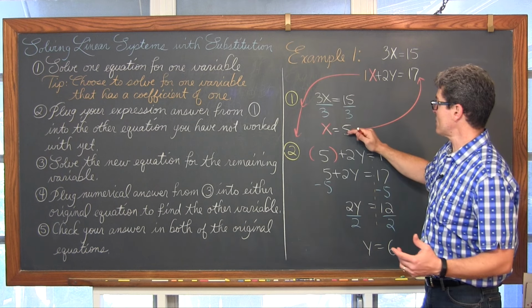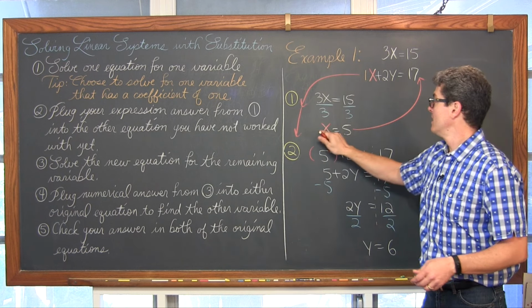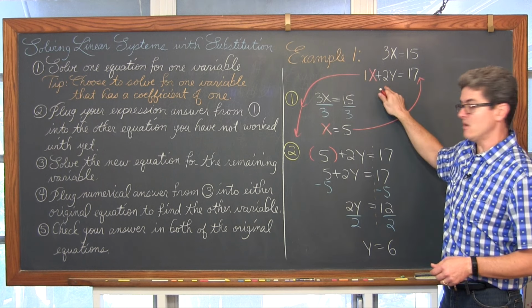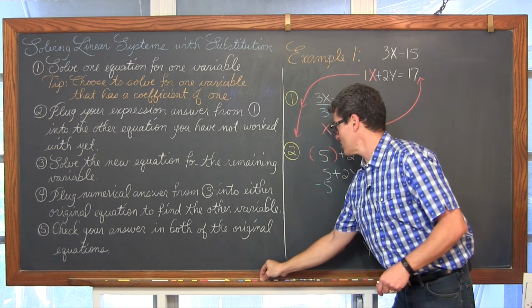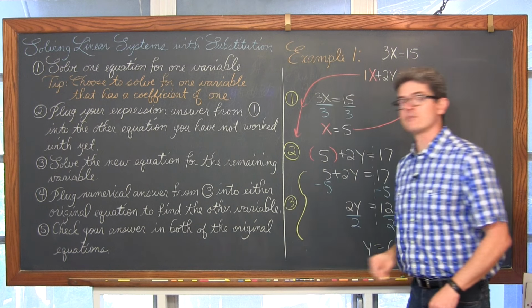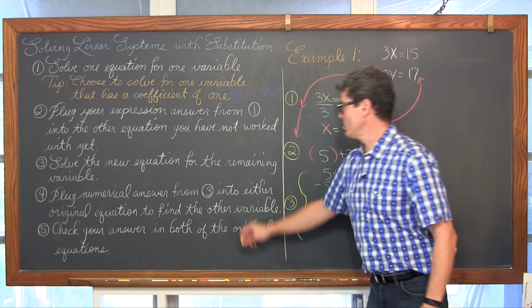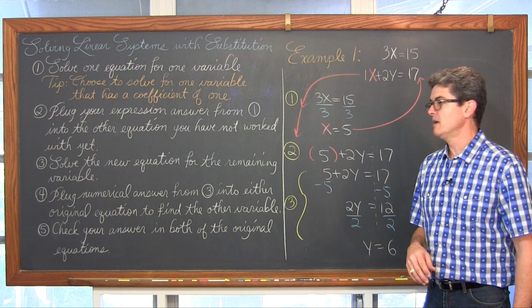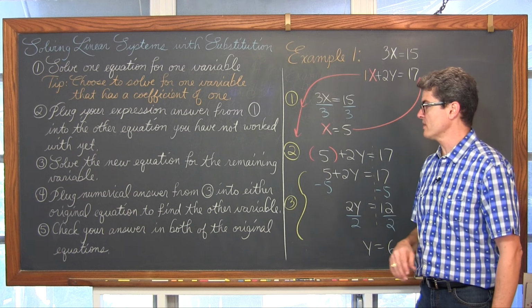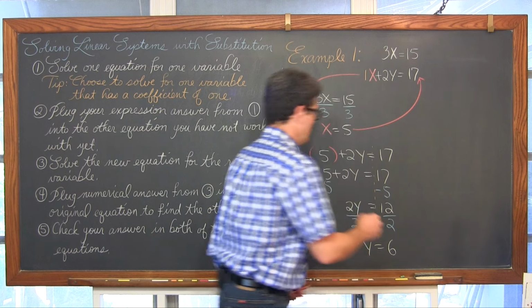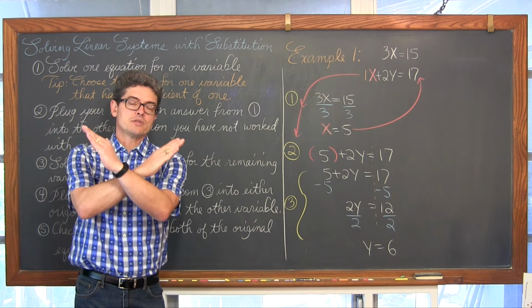Take an equation, solve it for a variable. Step 2, substitute that value or that expression into the equation you haven't dealt with. All of this here where I'm solving the remaining variable is step 3. Solve the new equation for the remaining variable. And then finally plug the numerical answer from 3 into either one of the original equations and find the other variable. So we're trying again to find out where 2 lines cross.